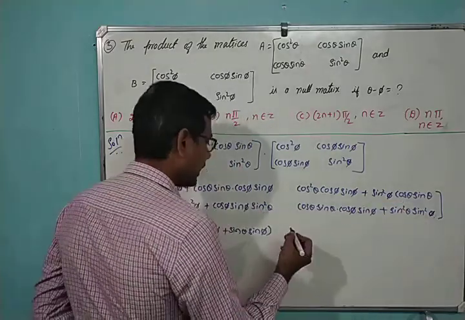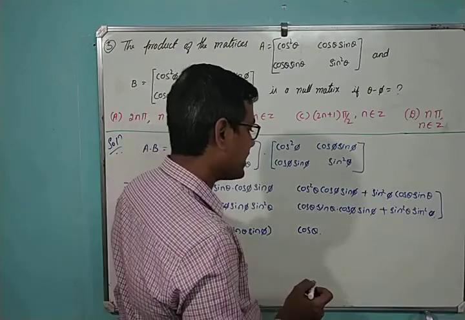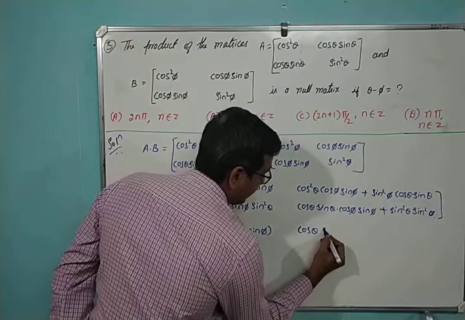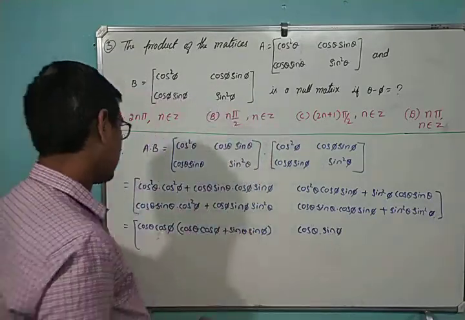So I can take cos theta out, and what else can I take? Here I am having sin phi, here I am having sin^2 phi. I can take sin phi outside, right? So what will I get?